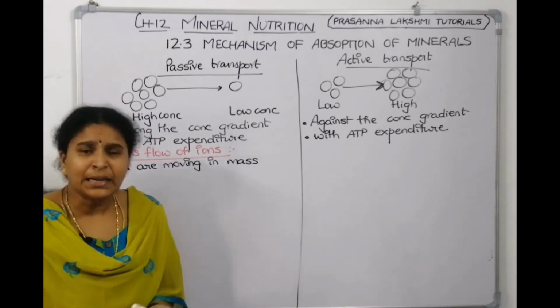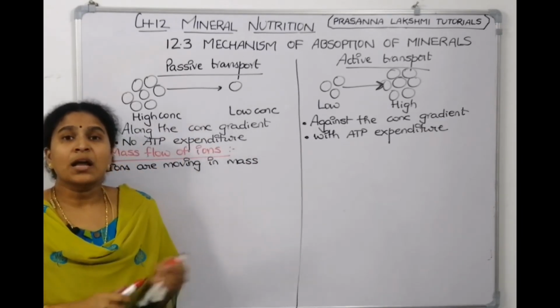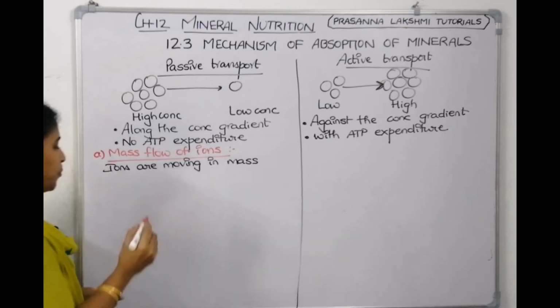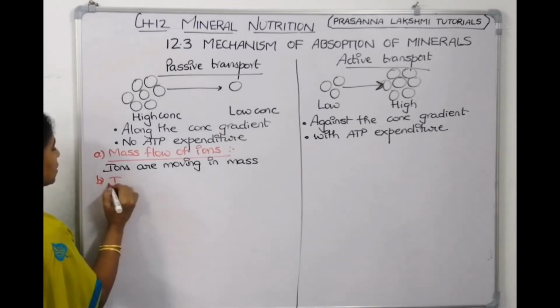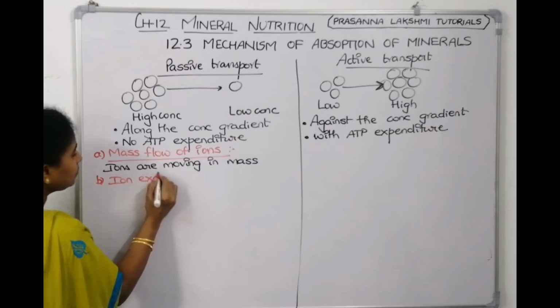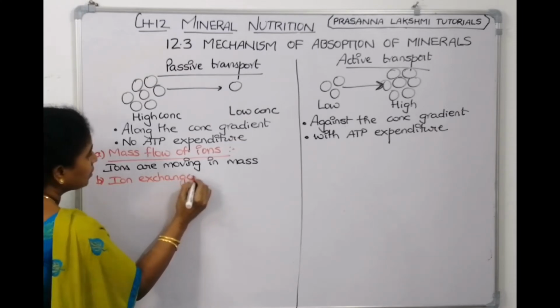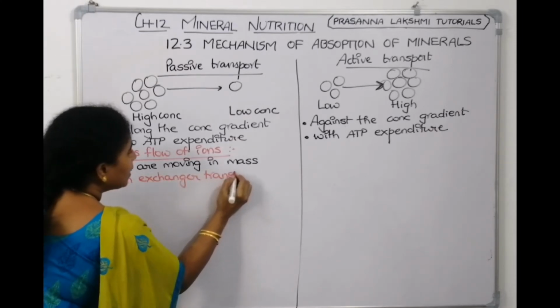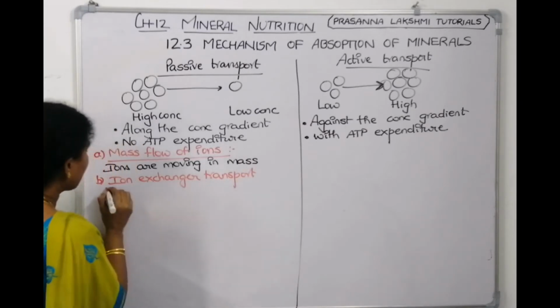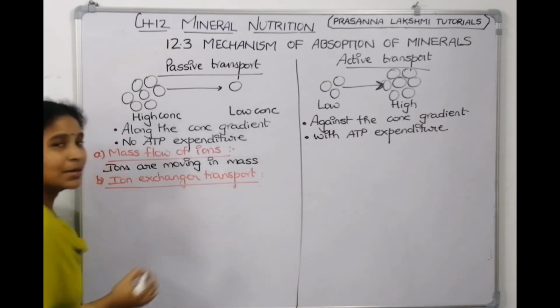And what is the second type of passive transport? It is called ion exchanger transport. Now let us see what is ion exchanger transport.